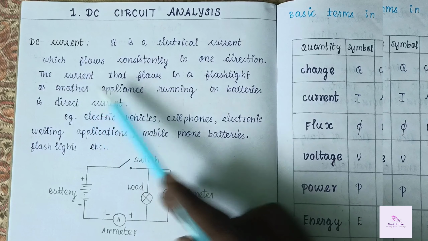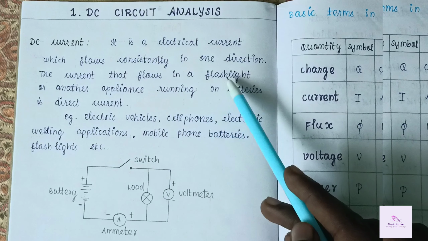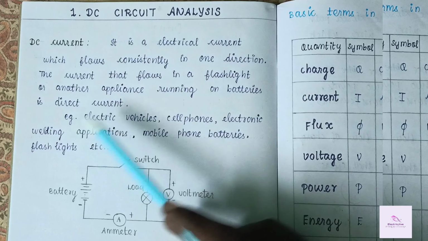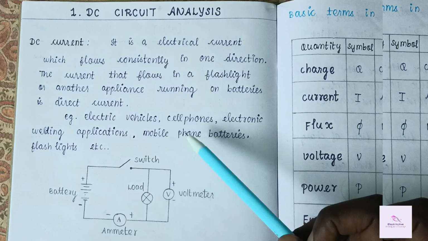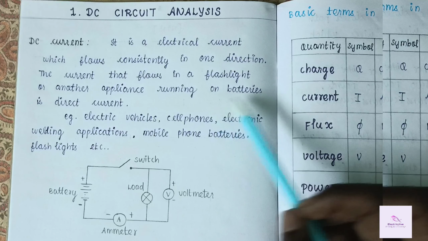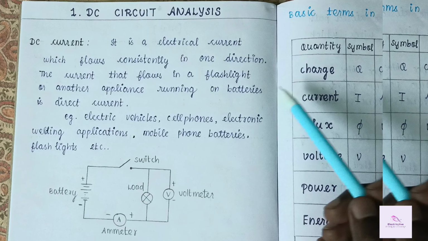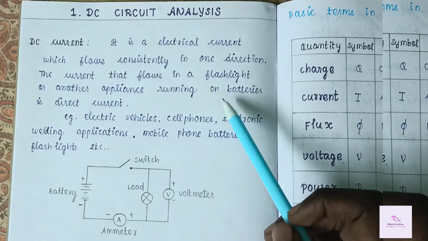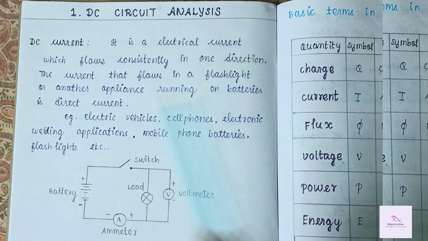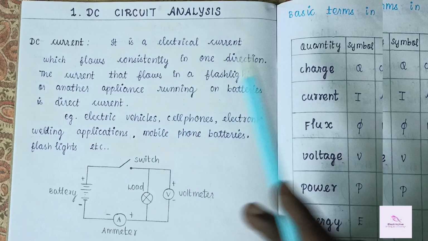So the current that flows in a flashlight or any other appliances running on batteries is direct current. In our home, we are using batteries for charging our TV remote or wall clock, etc. Those batteries are known as DC current batteries. In that battery, we are storing a DC current in it.